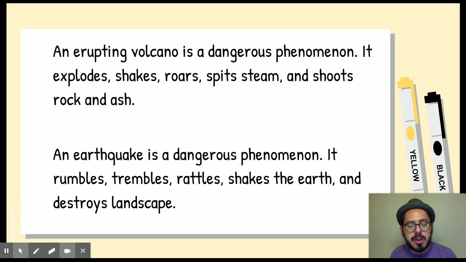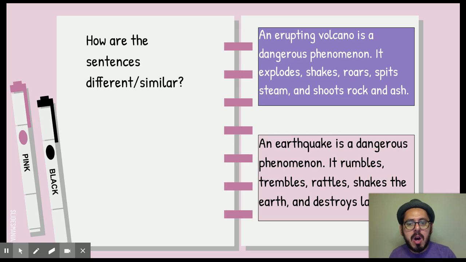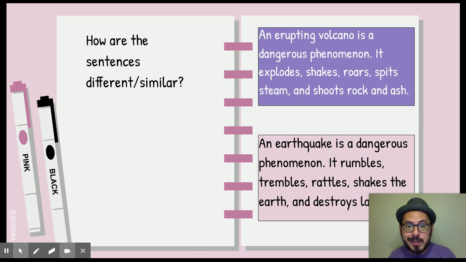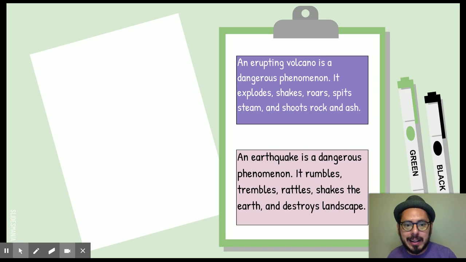So now it's your turn to think about how these sentences are different and similar: an erupting volcano and an earthquake. All right, pause the video, and whenever you're ready, writing your notes and you have your list of similarities and differences, play the video again. Here we go. Okay, I guess you have your list ready. So let's see how you did and how I did.